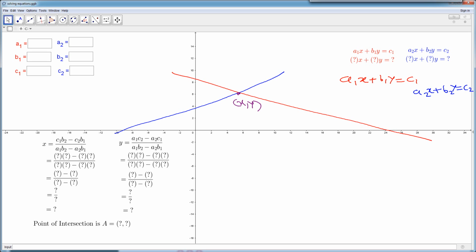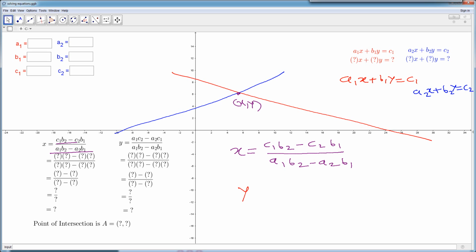The formula is this: x is given by c1b2 minus c2b1 upon a1b2 minus a2b1. So the formula for x is c1b2 minus c2b1 upon a1b2 minus a2b1.